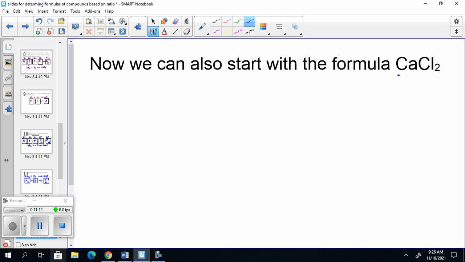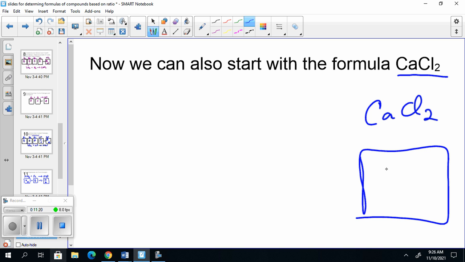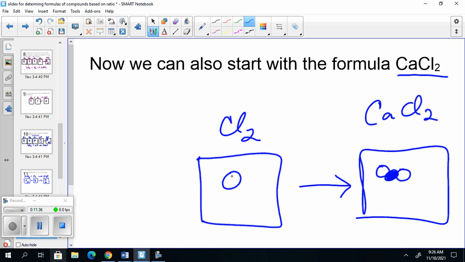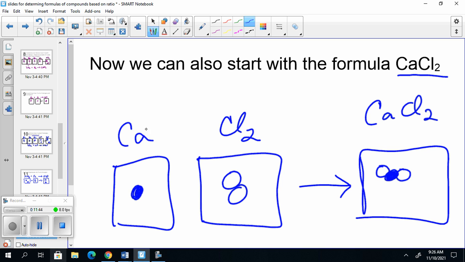Let's try another. So if I start with CaCl2, all right, let's say Ca is an open circle, and Cl's, or I'm sorry, calcium is my blue circle, and my chlorine is like that. So what could make that? So I need chlorine. Chlorine's diatomic. So I need 1 of these, and I need a calcium. Actually, that just works out 1 to 1. 1 calcium and 1 chlorine that's diatomic will make 1 CaCl2.